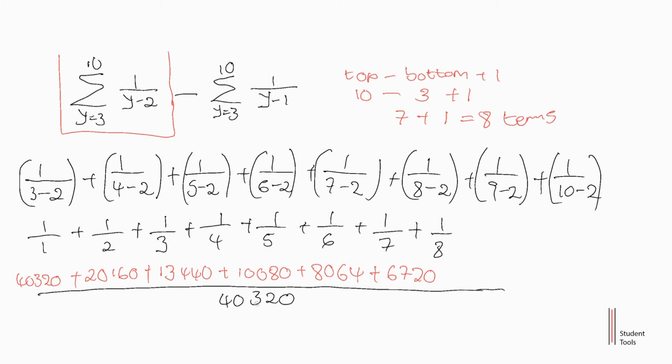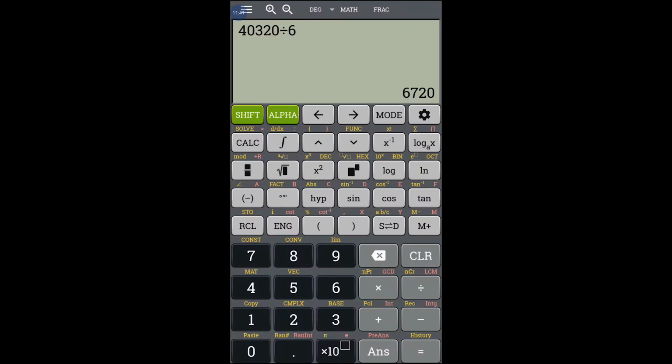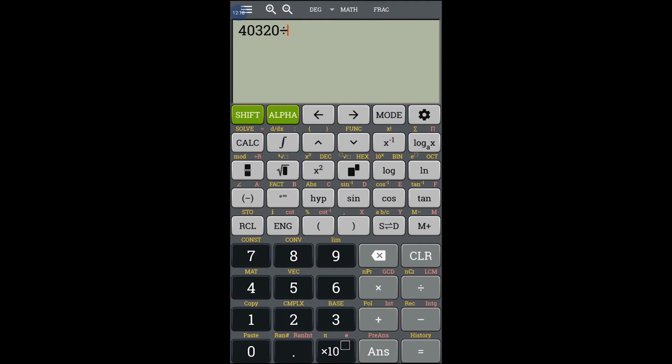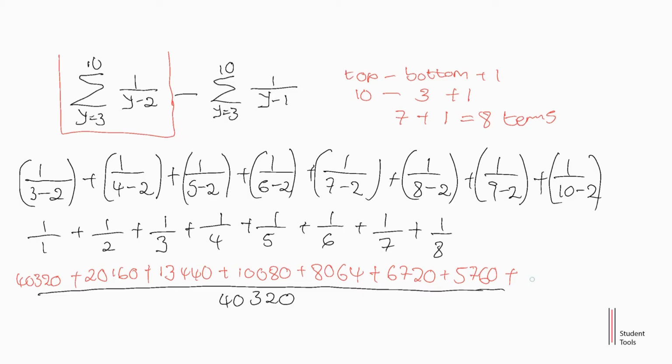And now we have 40,320 divided by 7. Divide by 7, we get 5760. 5760 multiplied by 1 is still 5760, plus 40,320 divided by 8. We get 5040. So 5040 multiplied by 1 is still 5040. Okay, now guys, let us add this. We will use our calculator.